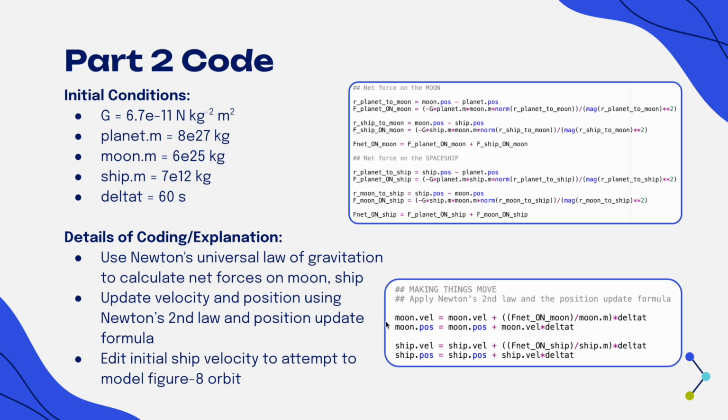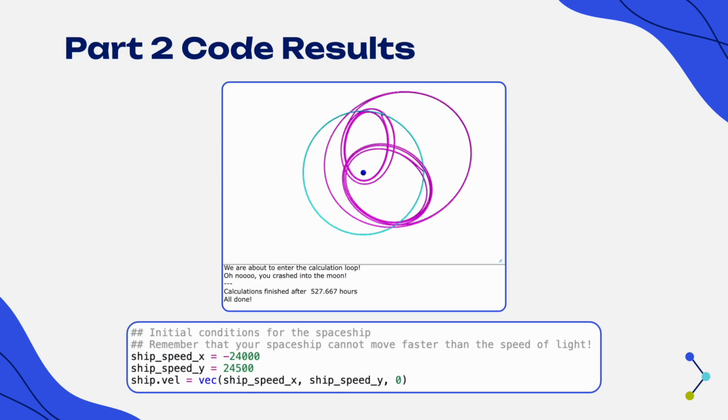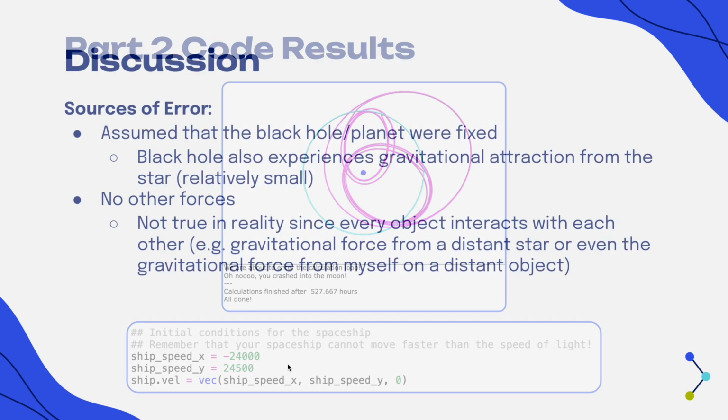And lastly, the main difficult part of this code was editing the initial ship velocity to attempt to model that figure-8 orbit. In the end, it was basically impossible to obtain the figure-8 orbit, but this was a pretty interesting orbit that was created using these initial conditions: minus 24,000 and 24,500 meters per second for the ship.